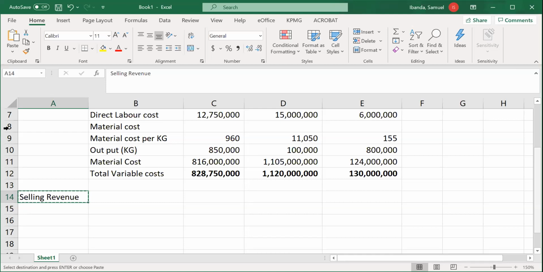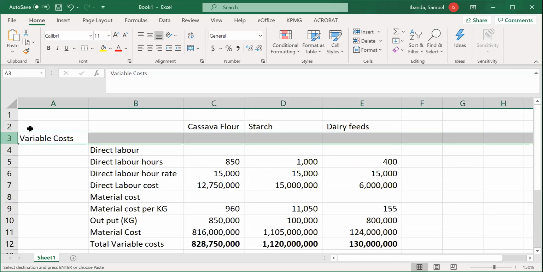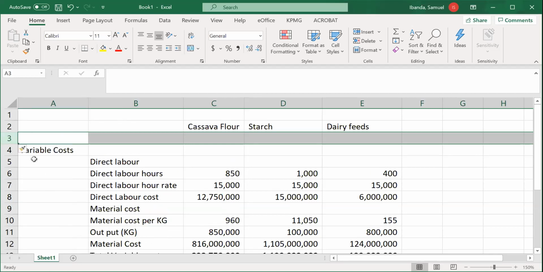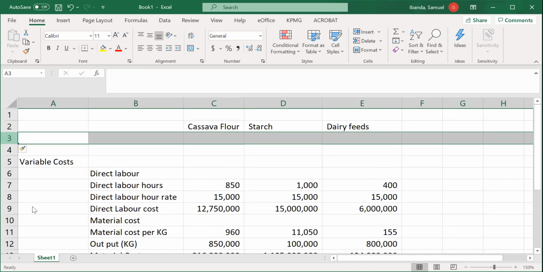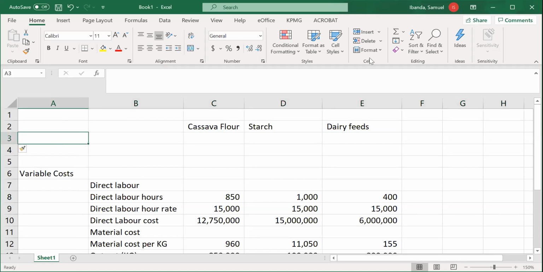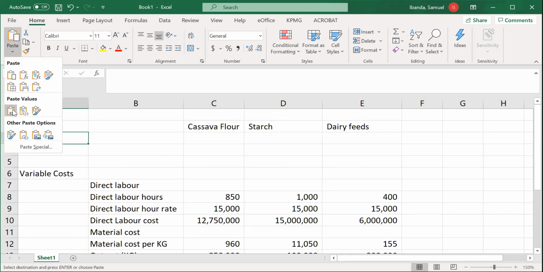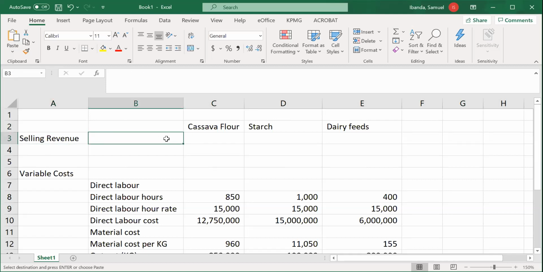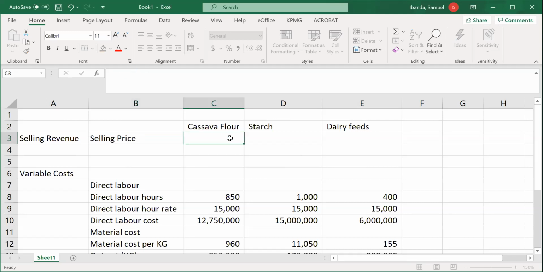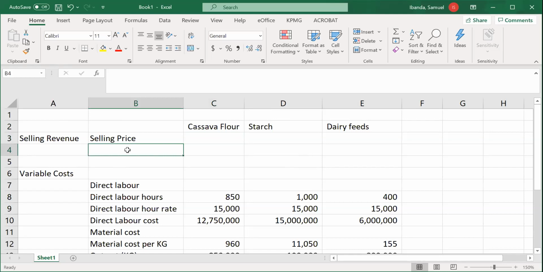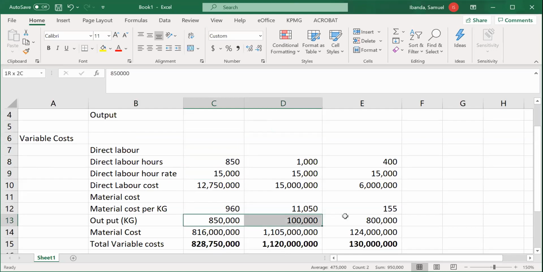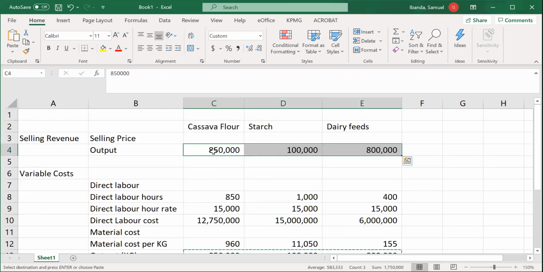Let me just use the same format since my Excel allows. Let me put it here so that it doesn't confuse you. So let me put my selling revenue here. Let me start it from here so that I can best understand it. Remember, they gave us the selling price of each of the products. And for us to determine sales revenue, we also need the output, basically the number of units that we have. We already have these units, so I can put them here. They're in kgs.